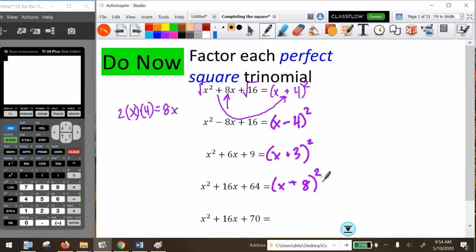This final one down here, x squared plus 16x plus 70, is not a perfect square trinomial. The middle term is not equal to twice the product of the square root of the first and third terms. And there is a way to actually change this into a perfect square trinomial so you can factor it. But as it stands, this is not something we know how to factor. So we're going to have to come back to this problem in the next video. We have to learn a technique first to turn this into a perfect square trinomial.